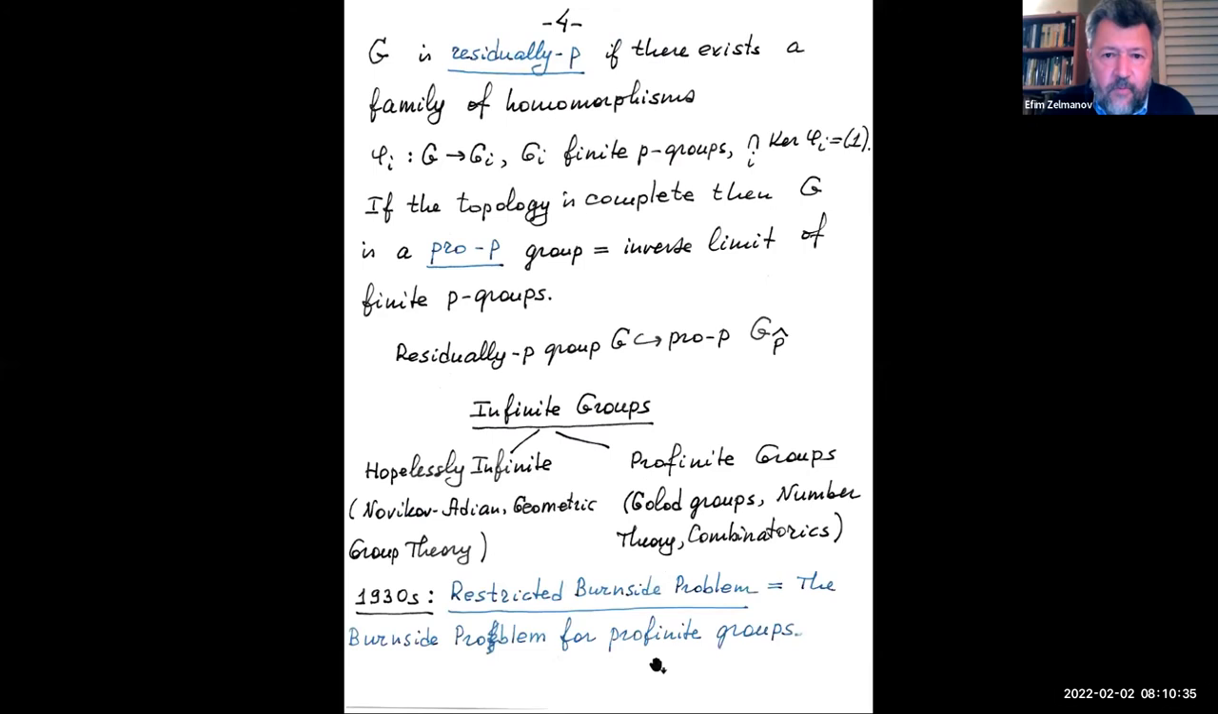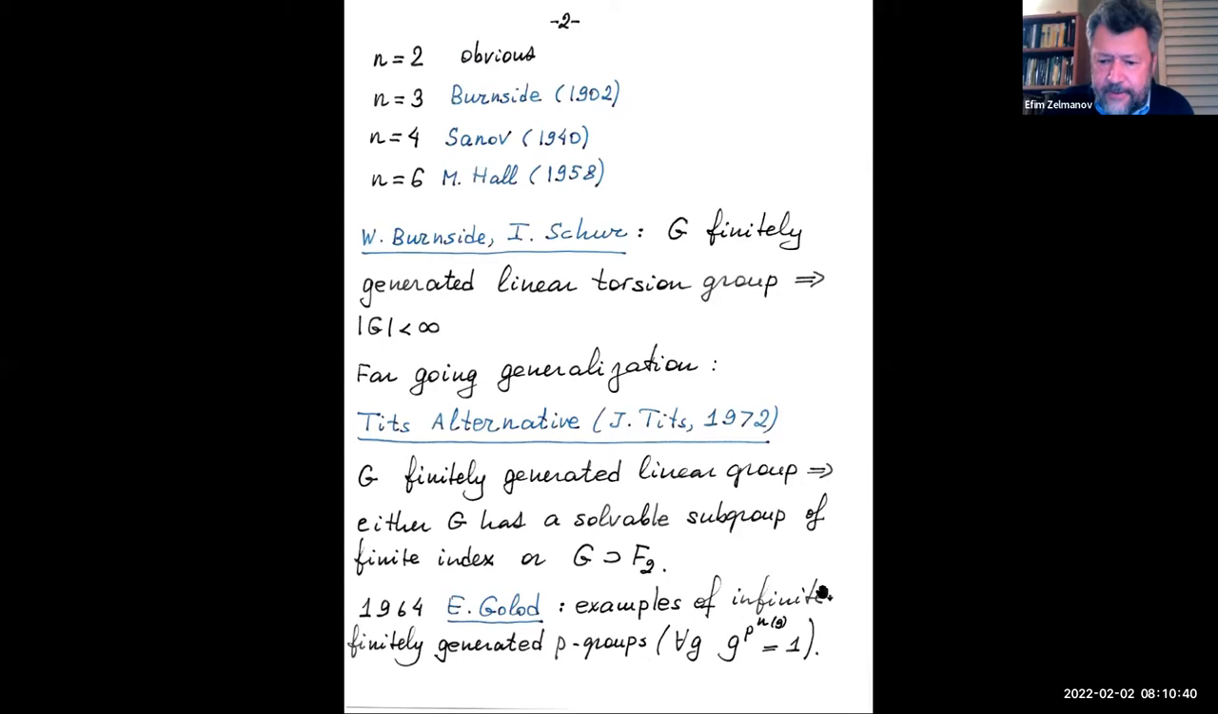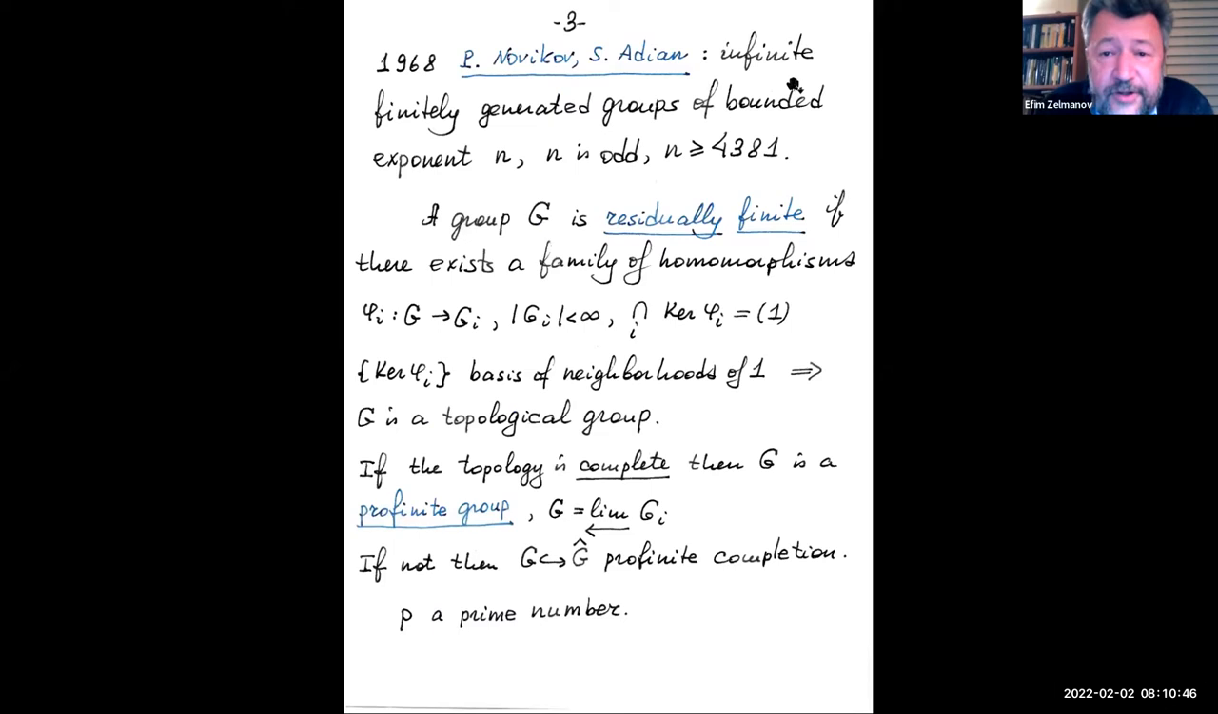In 68, Pyotr Novikov and Sergei Adyan constructed counterexamples to the Burnside problem. They constructed infinite, finitely generated groups of bounded exponent n, where n is odd and huge. The proof was more than 300 pages long, and it contains simultaneous induction on more than 100 parameters.